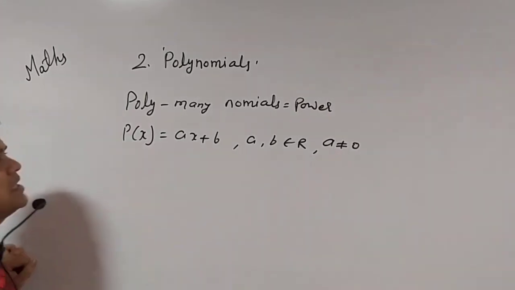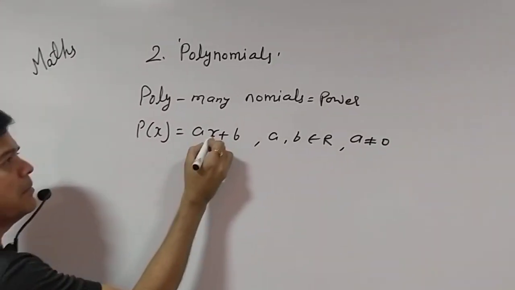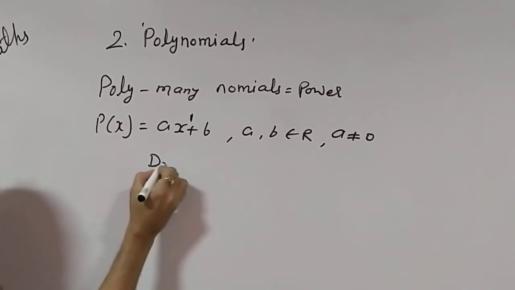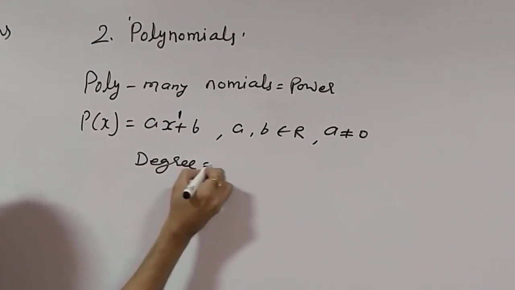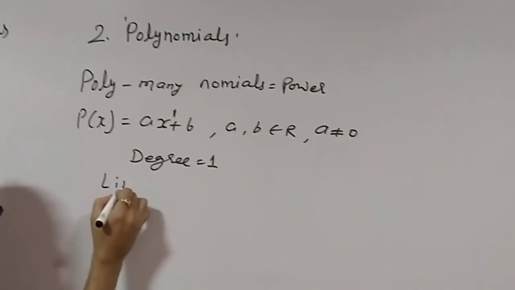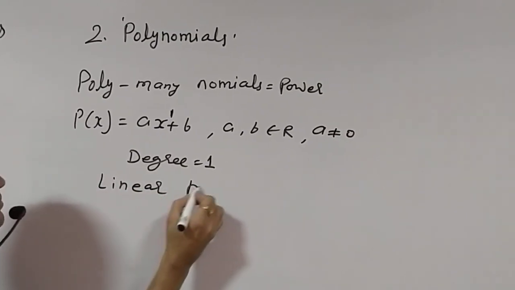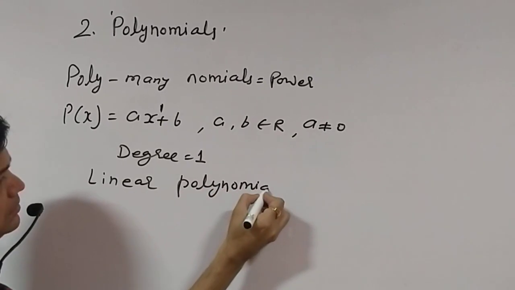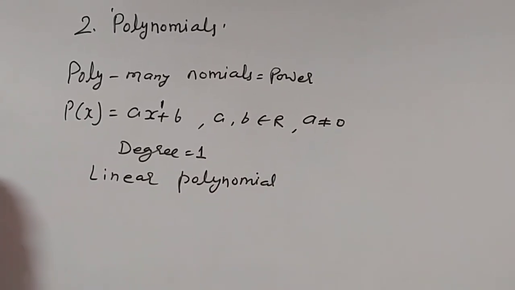Here, degree is how much? The power of x is called the degree. So the degree here is 1, and if the degree is 1, that is called a linear polynomial.